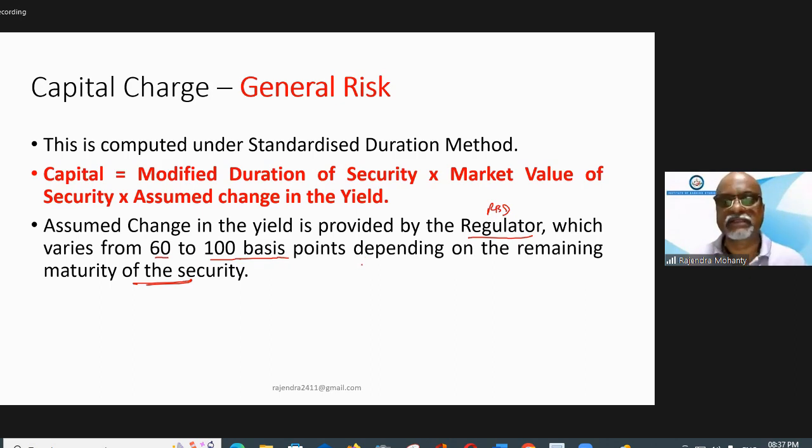What type of securities, what is the remaining maturity, and what are the basis points? They will give the percentage: what will be the assumed change in the yield. If you multiply all these three factors, you can arrive at the capital.